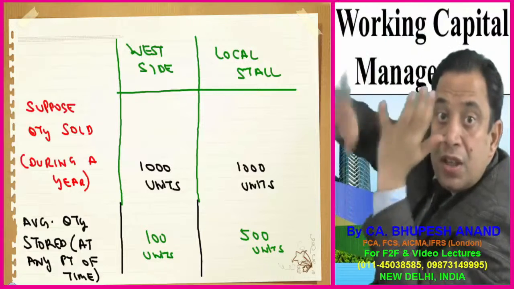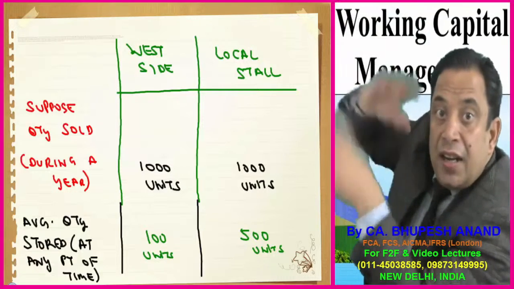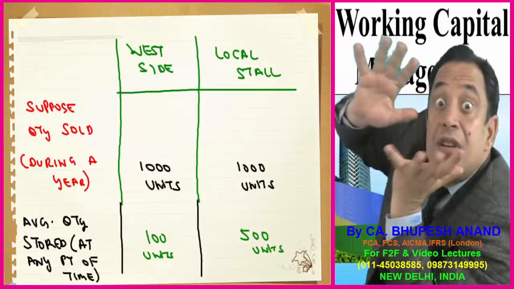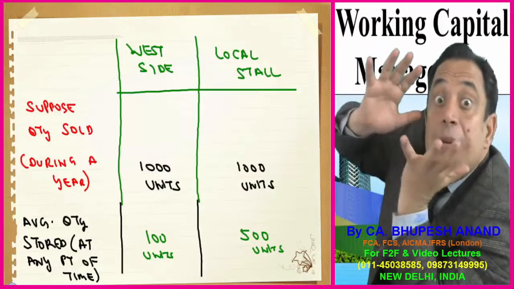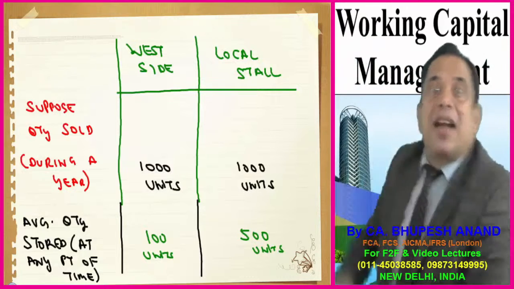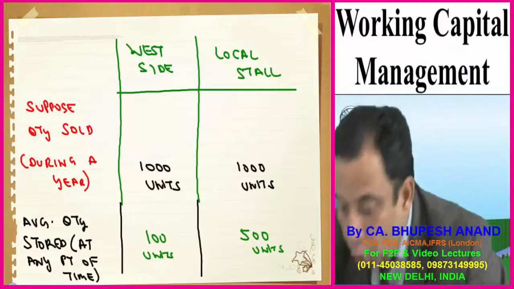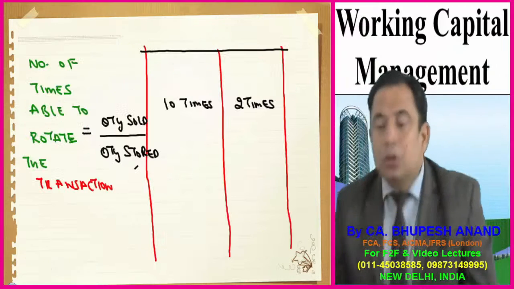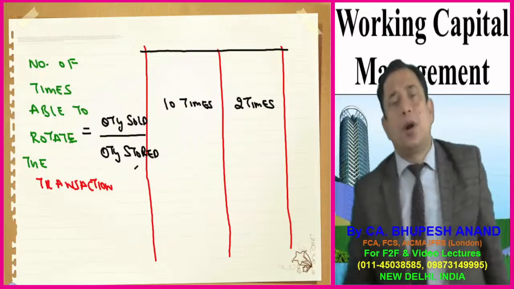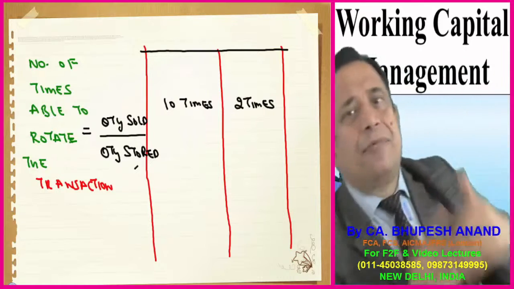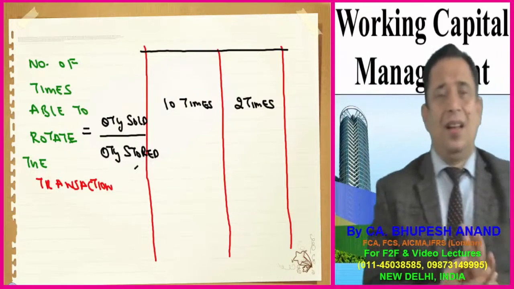So they will be purchasing after ending this 100 again. So they will go for 10 times in a year. In a year, they will purchase and sell 10 times that inventory. But a local stall, if you see a local stall, they will only purchase 2 times, because every time they have to at least keep 500 units in a stock.